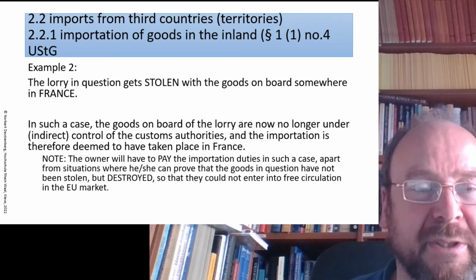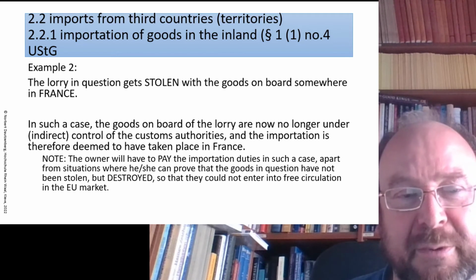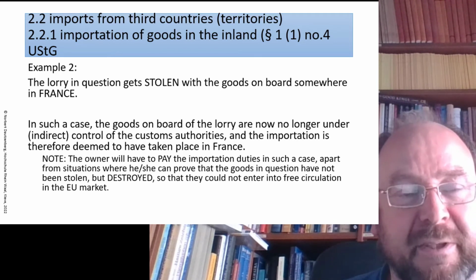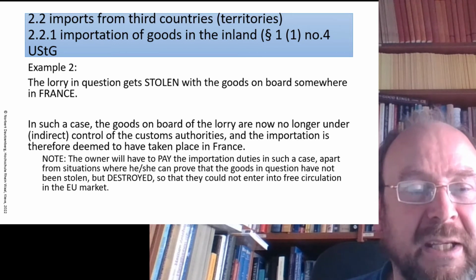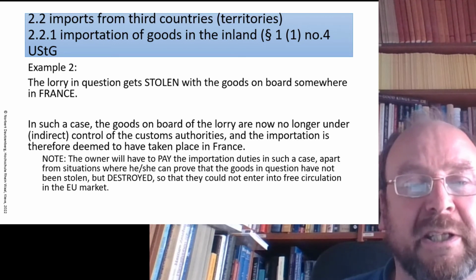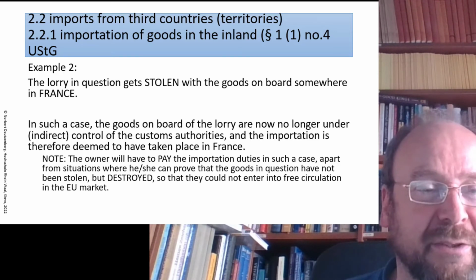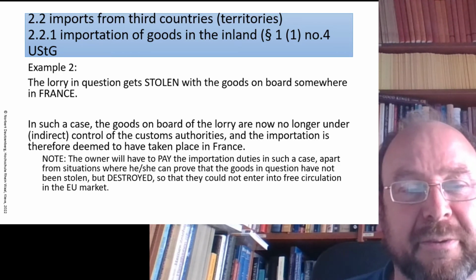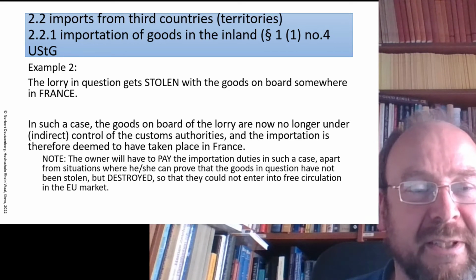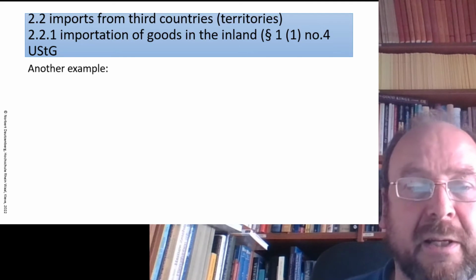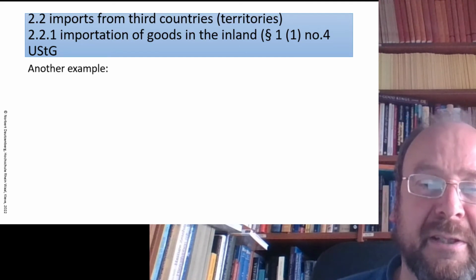So you have no incentive to get your goods stolen behind the border because if the importation has not yet been made, you are liable for the taxes under all circumstances. So when you want to insure the goods during the transport, you will have to keep that in mind when you calculate the value of these goods. Okay, another example.